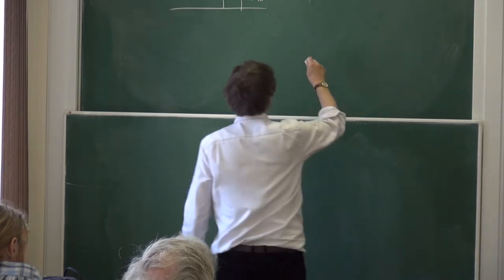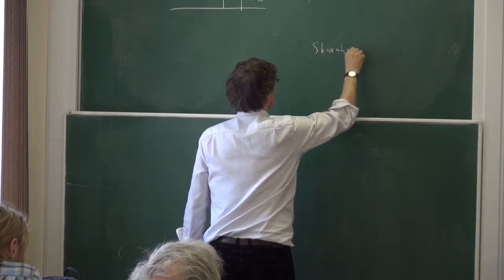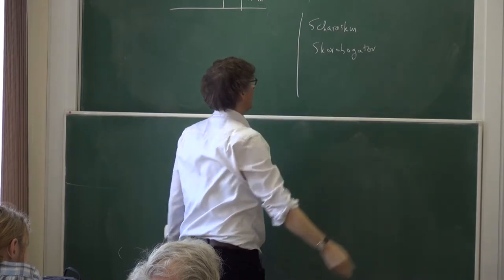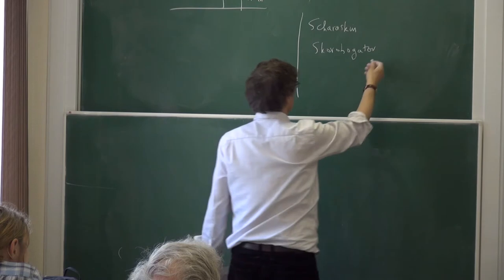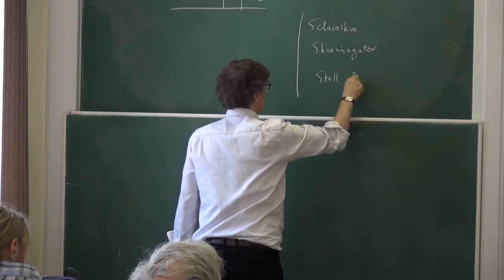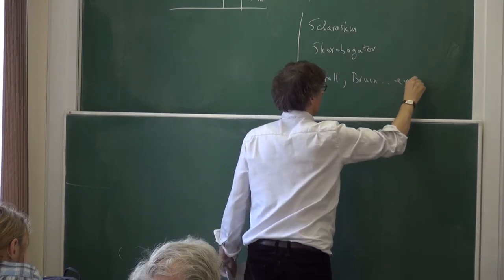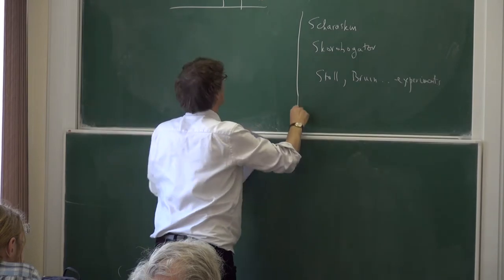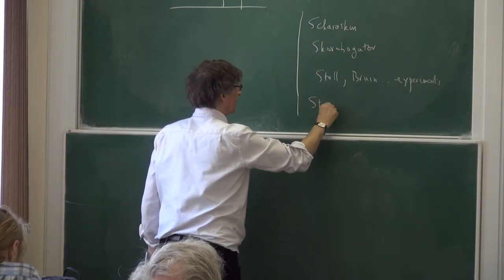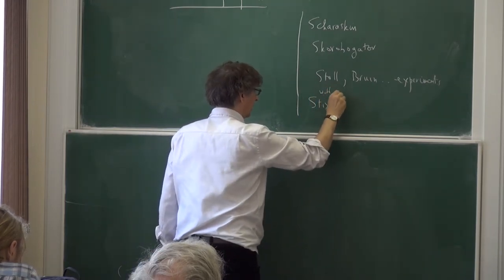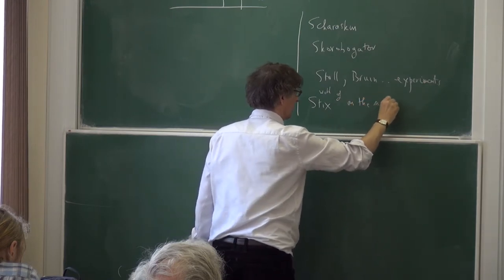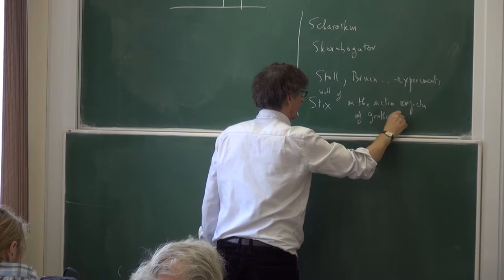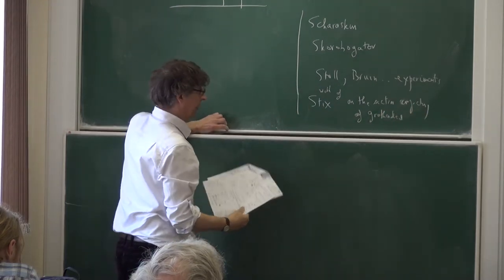Well, okay, let me put names. Skorobogatov. I'll put names of people who have worked on this thing. Sharashkin, the very strange unpublished thesis at Ann Arbor. Then Skorobogatov. And then there's work of Stoll and Bruin, which I mentioned in one of the lectures, experiments. So some people have been thinking about this, and then there's more. There is, I'll come to that, work of Stix on the section conjecture of Grothendieck. But that's more using the conjecture than actually proving anything about it.